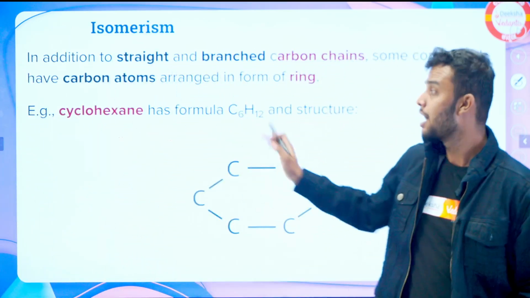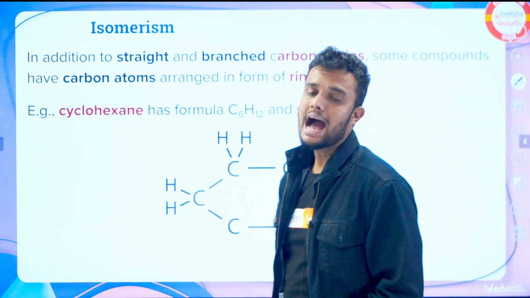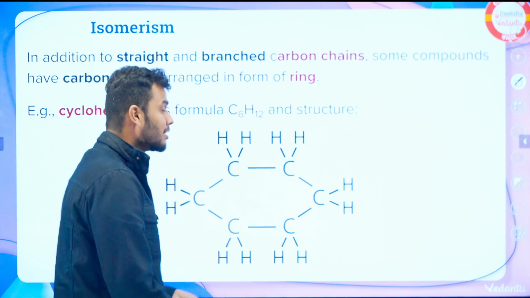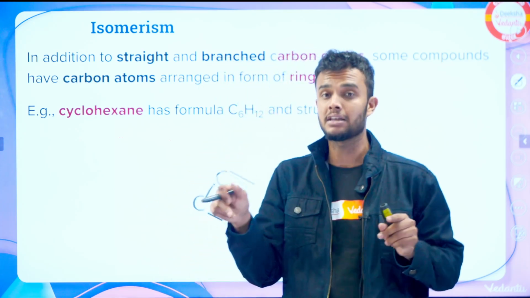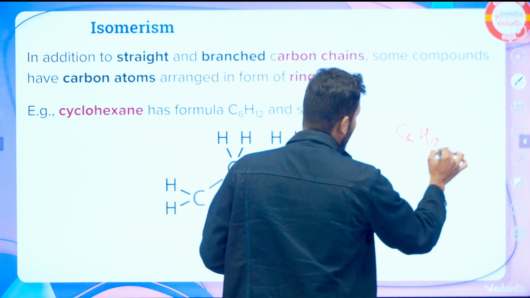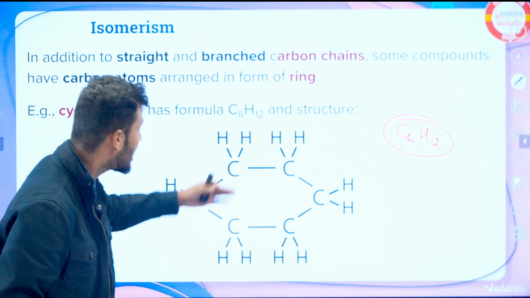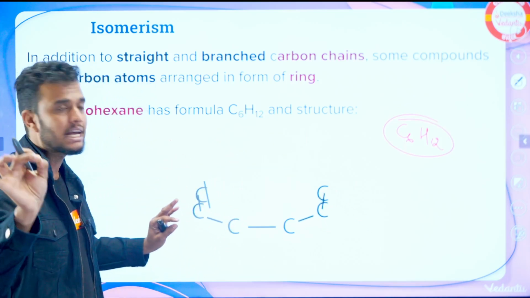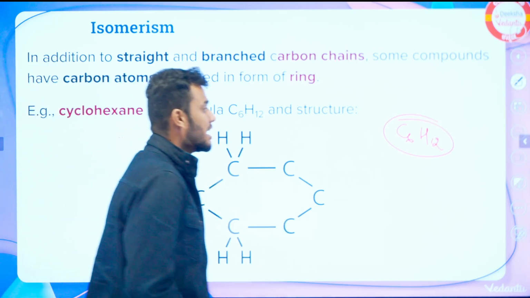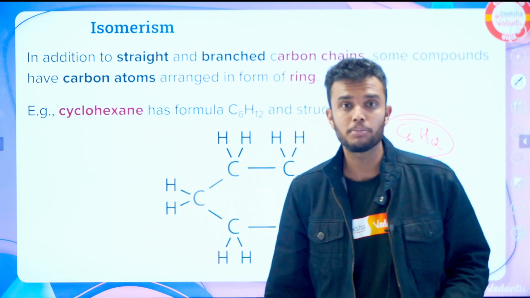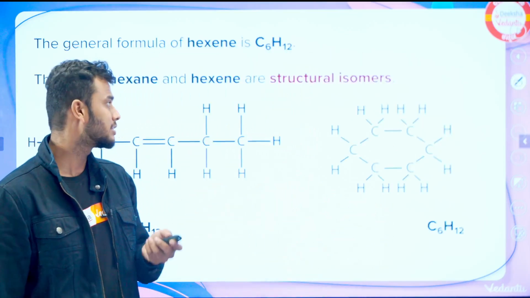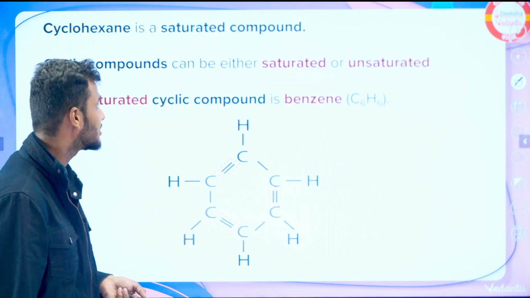Let's move on to ring isomerism. What is ring isomerism, students? We already know from the catenation property that carbon has the ability to form branched chains. What is the formula of cyclohexane? Hexene's formula is C6H12, and the cyclohexane formula is also C6H12. It has the same molecular formula but a different structure, in a ring structure. These are called ring isomers. Okay, students, I hope it's clear.